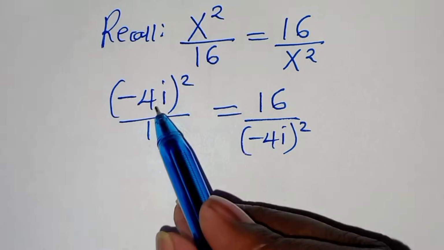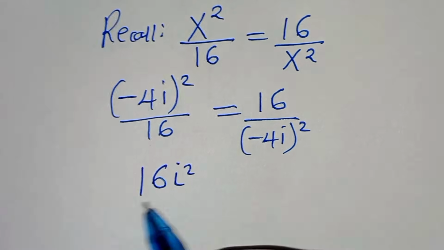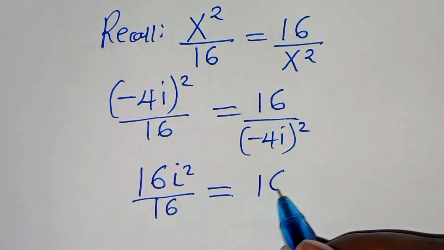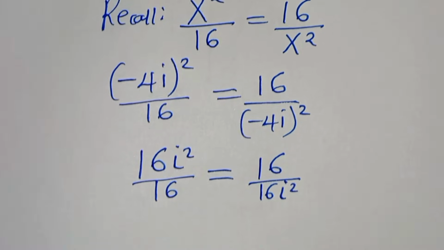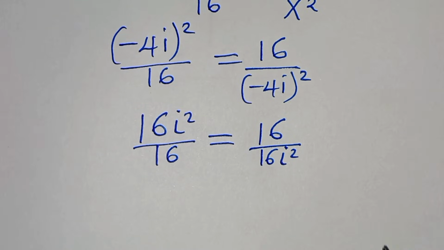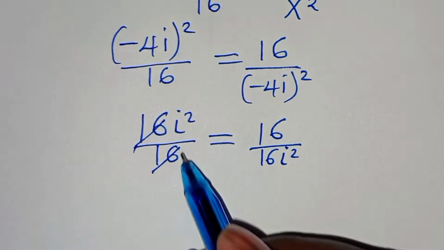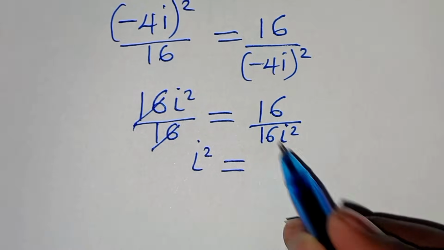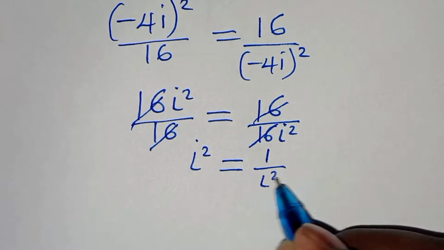So we have minus 4i raised to the power of 2. This is 16i squared divided by 16. This is equal to 16 divided by 16i squared. So here we have 16 divided by 16, then we have i squared. This is equal to, 16 and 16 simplify. So this is 1 over i squared.